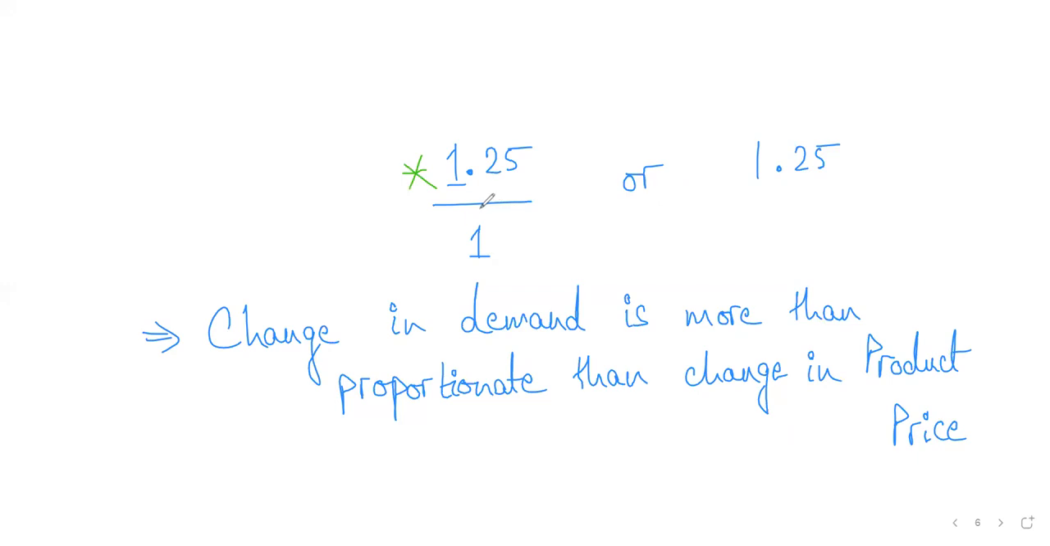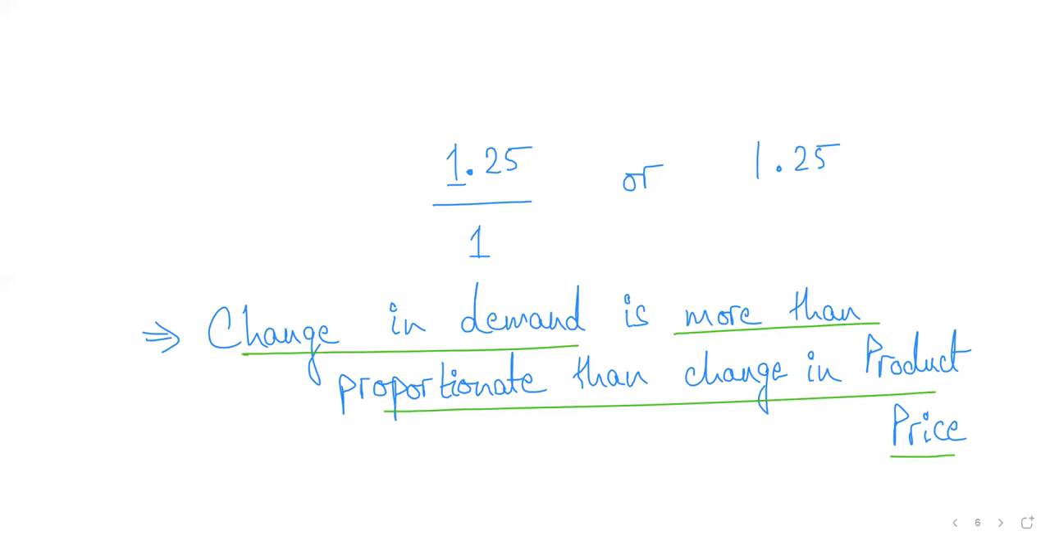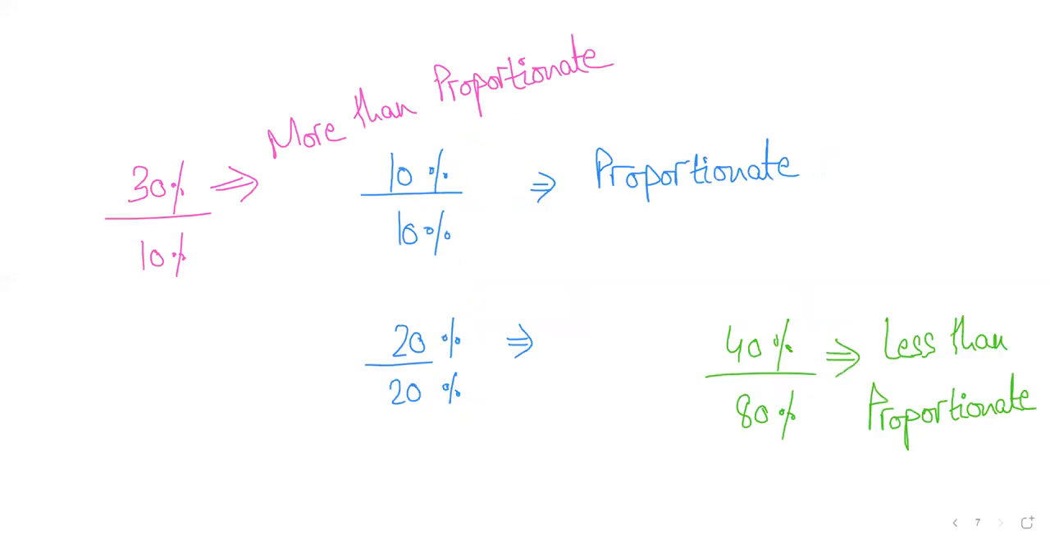So after ignoring the negative sign, the next thing you have to look at is whether the value is bigger than 1, equal to 1, or less than 1. If the value is bigger than 1, how do we interpret it? We interpret this as the change in demand being more than proportionate to the change in price. So that means it is more elastic, because demand is changing more than the change in price. Students, is this making sense? Demand is changing more than the change in price, so it is more elastic, right?